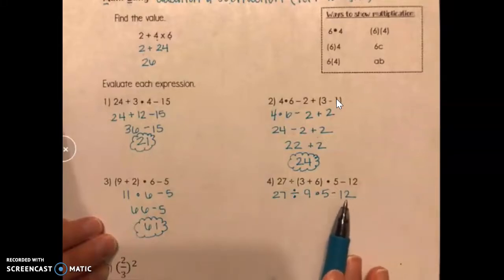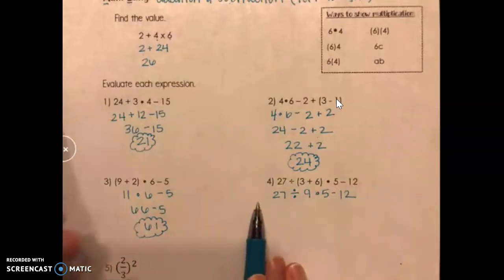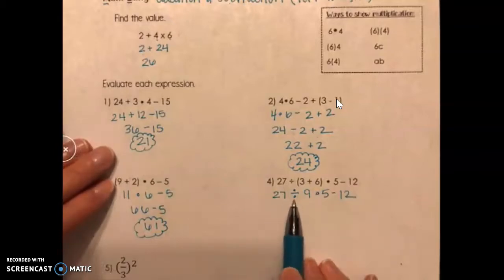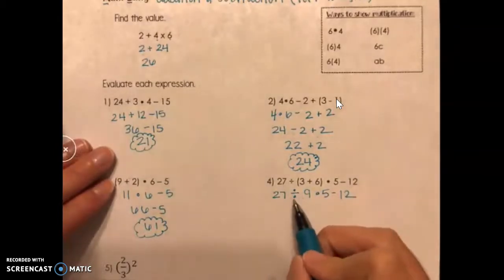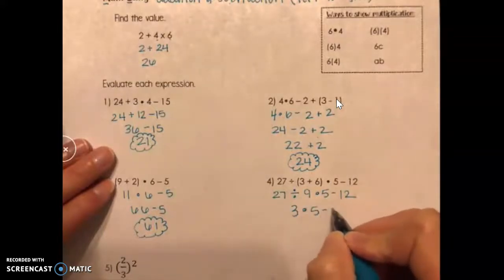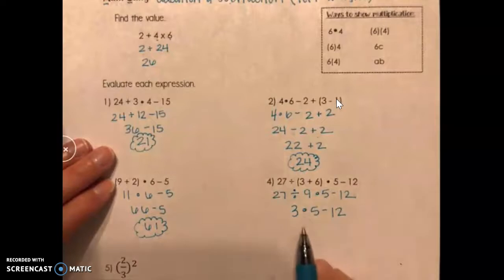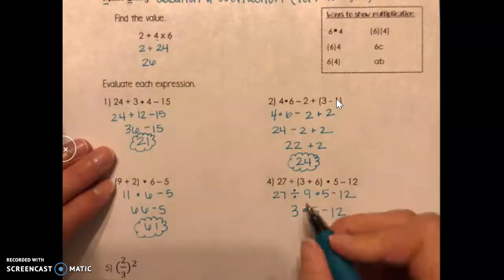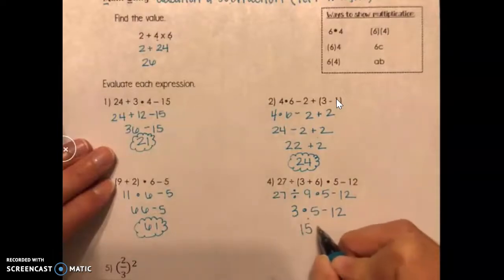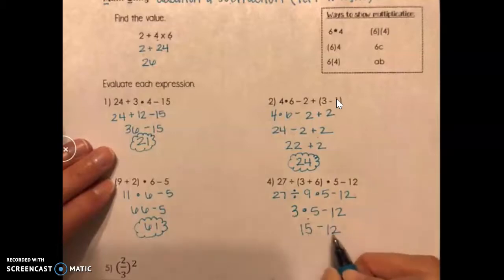My dear, I'm looking for multiplying and dividing. Remember, it doesn't matter which one comes first, it's from left to right. First thing I come across is dividing, so I'm going to divide first. 27 divided by 9 is going to be 3. And bring the rest straight down. No parentheses, no exponents. My dear. Next thing I see is multiplication because we're going left to right. So we're going to do 15 minus 12. And 15 minus 12 is going to give me 3.